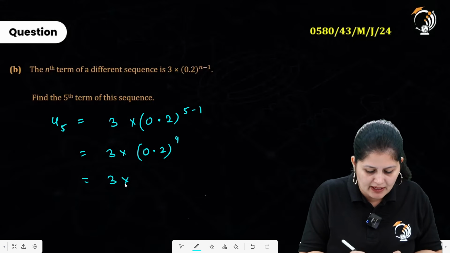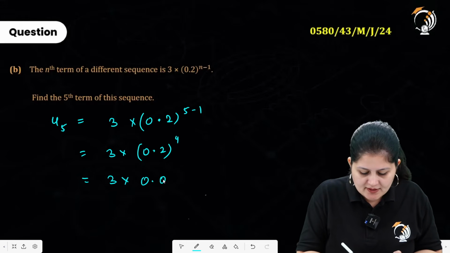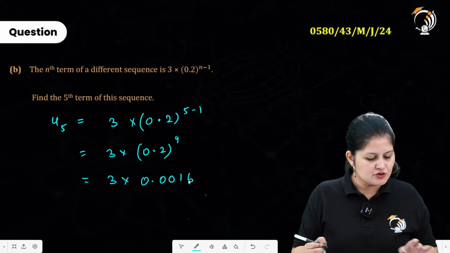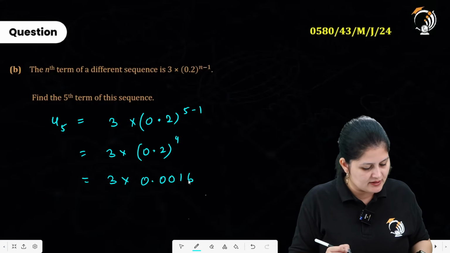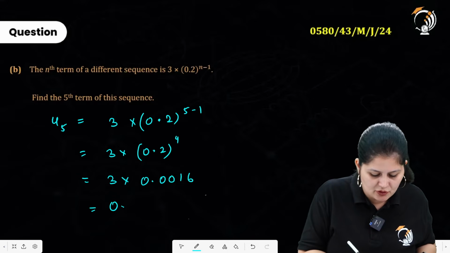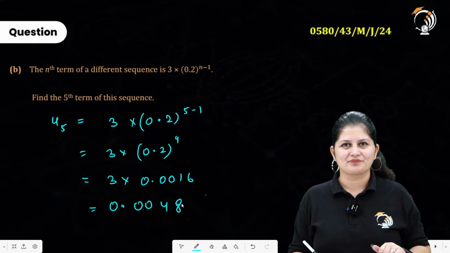So 0.2 raised to the power 4 is equal to 0.0016, and we have 3 multiplied with 0.0016. Let's do the calculation. We are getting this as 0.0048. Clear? Understood?